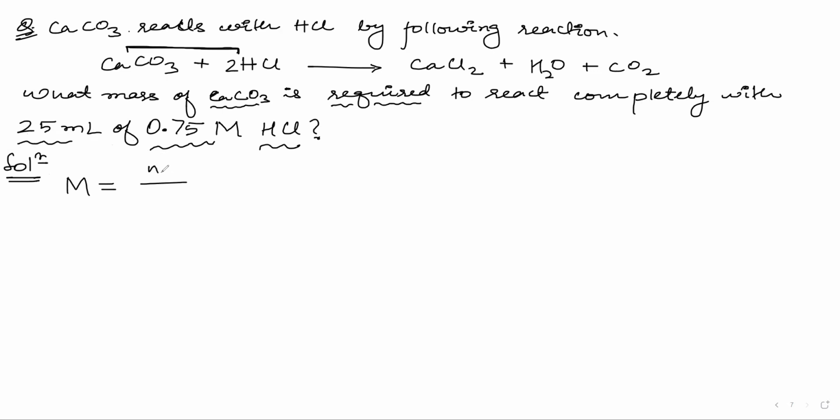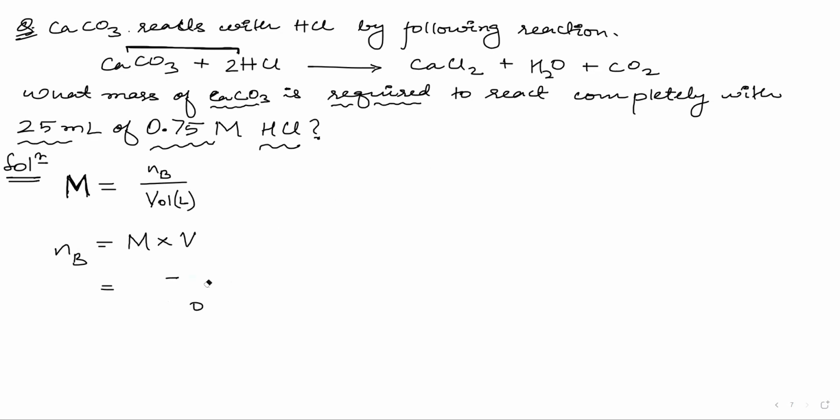Number of moles of solute, divided by volume. Molarity, capital M. Molarity is moles of solute divided by volume in liters. Now, rearranging this, the number of moles will be equal to the molarity into the volume. So what is the molarity given? 0.75. And what is the volume given? It is 25 ml, but we will write it as 25 over 1000.